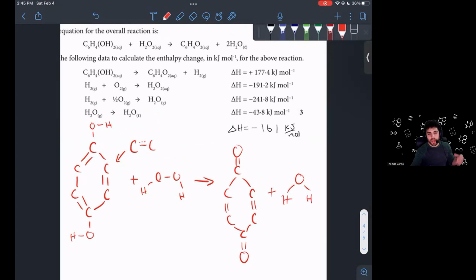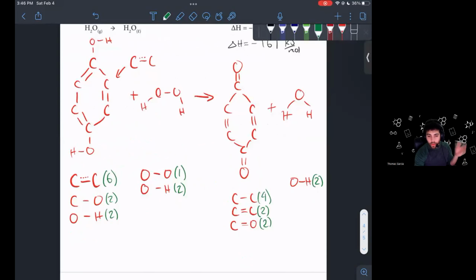So at this point, I want you to go ahead and pause the video to count out each one of the individual bonds, and then add those up if you can, and see if we can get some value that somewhat resembles negative 161 kilojoules per mole, the answer we got before by using Hess's law. So I'd say pause your video now. All right, I hope your work was fruitful.